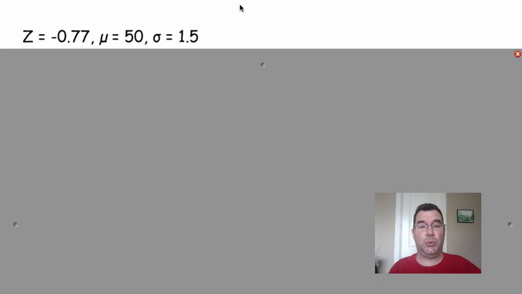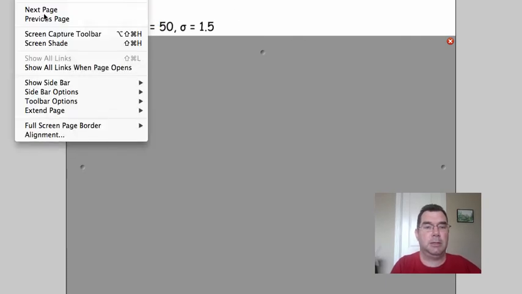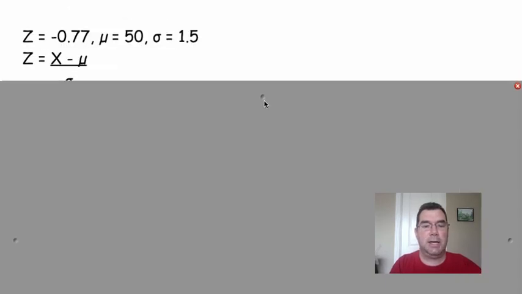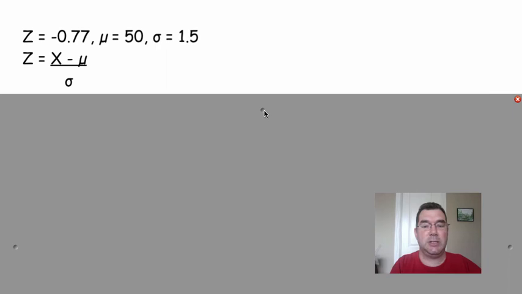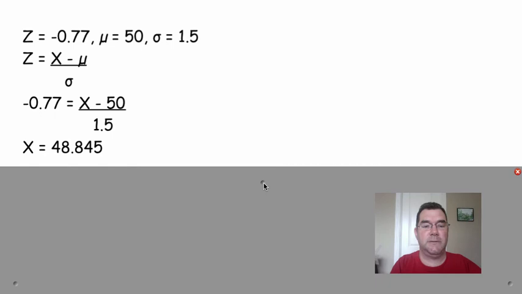That's my number that's between -3 and 3. So I just simply need to convert that back to an x value where the mean is 50 instead of 0 and the sigma is 1.5 instead of 1. So let me just change that page width, sorry. And if I plug those into this formula again, x is what I'm missing. So negative 0.77 will equal x minus 50 over 1.5, and so my x value is 48.45. So 22% of the vases are less than 48.8 pounds.